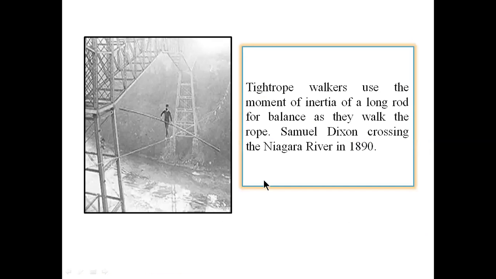Next, tightrope walkers use the moment of inertia of a long rod for balance as they walk the rope. So this is the figure. Samuel Dixon crossing the Niagara River in 1890 using the application of moment of inertia.